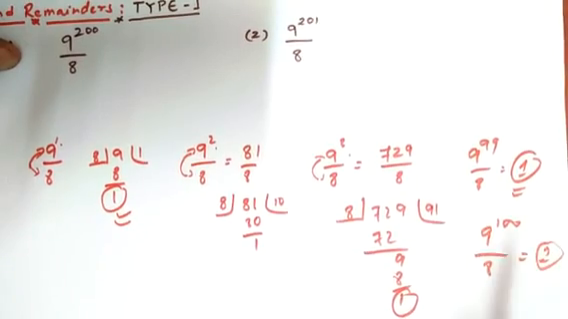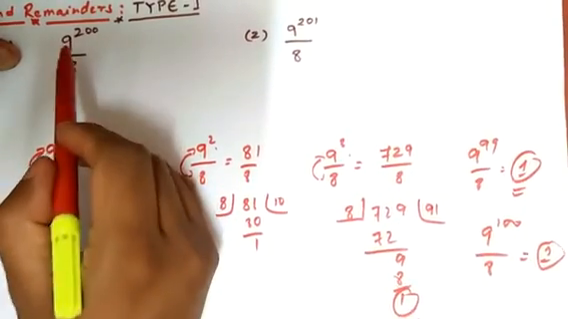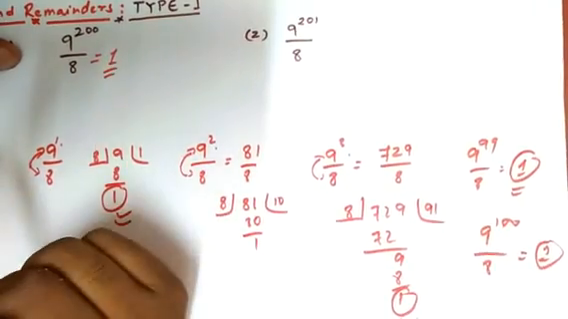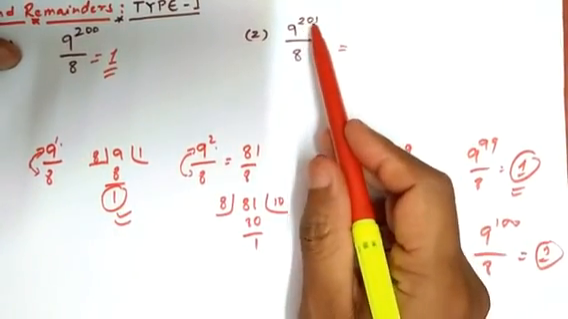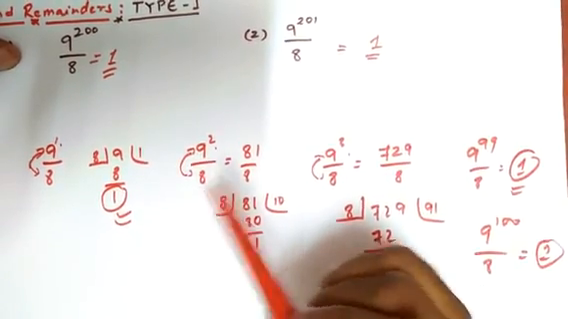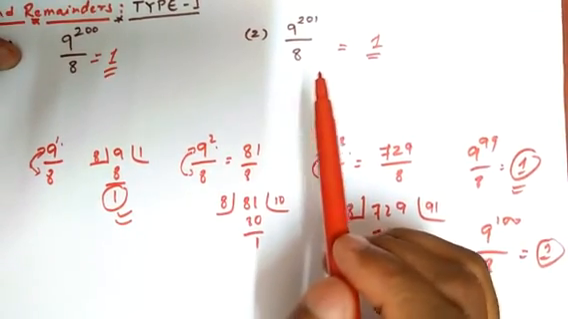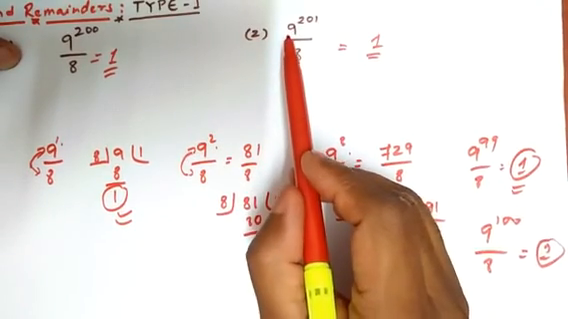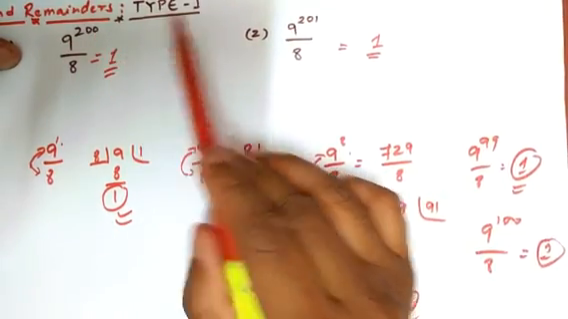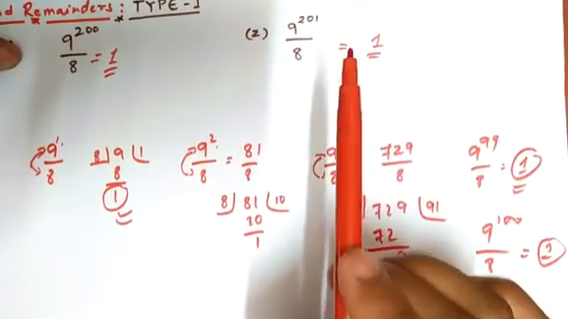So from this conclusion we can say instantly, without calculating anything, that 9 to the power 200 when divided by 8, the remainder is 1. Again 9 to the power 201 divided by 8, the remainder is 1. Is that simple? You don't have to do anything, just remember the trick. The numerator is greater by 1 than the denominator, and whatever the power, 200 or 201, 1000, 1 crore, it doesn't matter. The answer will not change, the answer will be 1.